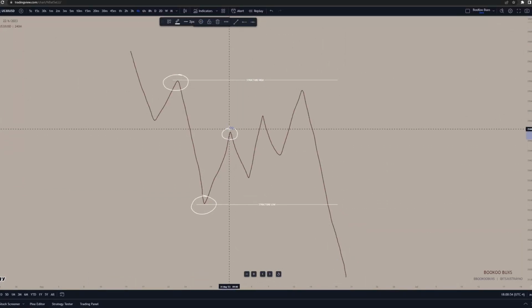This high cannot be a structure high because it did not create a lower low. Therefore, it will have to be an internal structure point. Same thing with this one. Did it create a new lower low? It did not. So it has to be an internal structure point. This one, this actually did create a new lower low. So therefore, this has to be a structure high. And since it made a new structure lower low, this has to be a structure lower low.